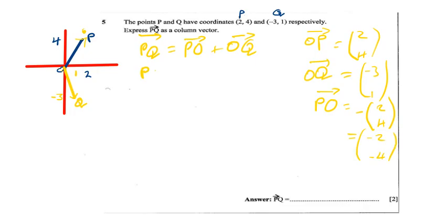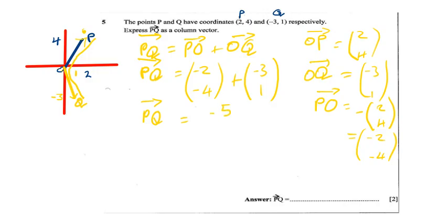So we are going to say PQ is represented by negative 2, negative 4 plus OQ. You just get this direct because it is agreeing with our direction. We are starting from P going to O and then from O to Q. So it will be negative 3 and 1 there. So PQ is equal to negative 2 plus negative 3, which is negative 5. Negative 4 plus 1 will be negative 3. And then you write your answer, negative 5, negative 3.